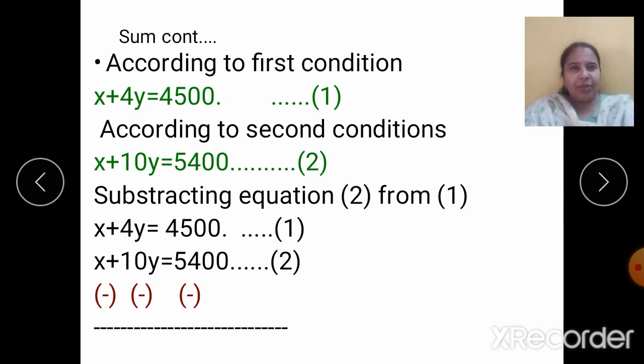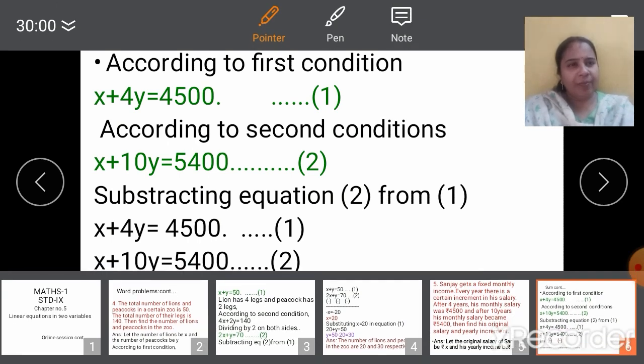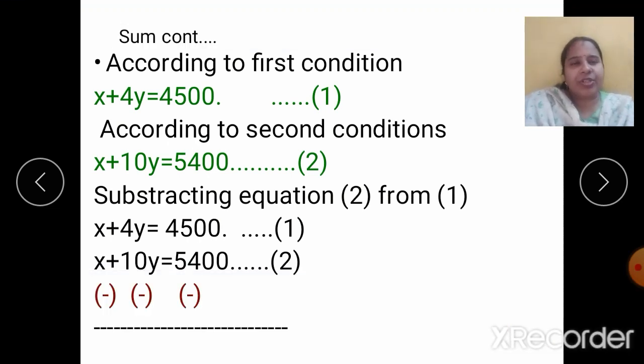His income after 4 years is 4,500. So for that, what is done? His monthly salary, which was fixed, since it is after 4 years, annual increment is Y. So 4 into Y, 4Y, and total amount was 4,500. Similarly here, after 10 years, so X will be there definitely, and 10 into Y and 5400. Okay, so this way these two equations can be framed.